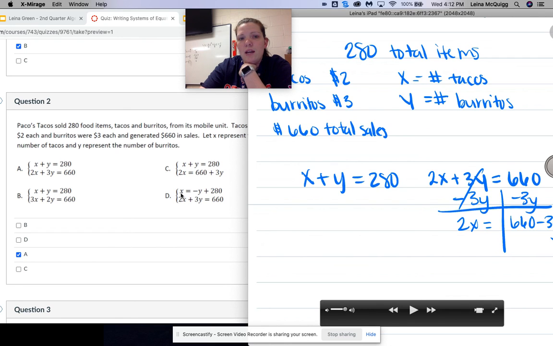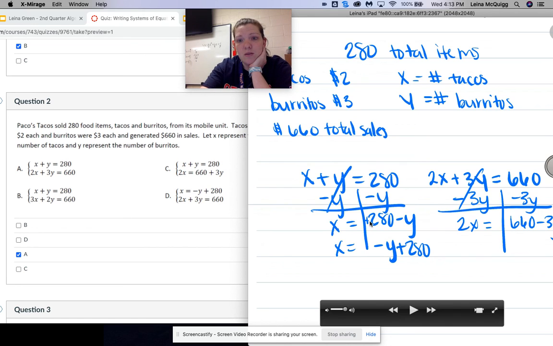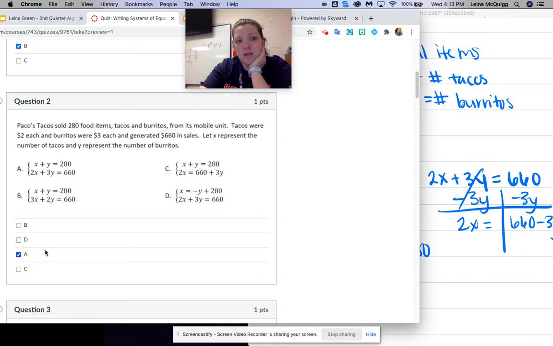That's good. And then x equals negative y plus 280. So that means they solved this equation to get x by itself. So let's solve to get x by itself and see what we get. So y minus y is 0. I have x equals, we've been writing this in this order, 280 minus y. So that looks pretty similar. Is it the same? Can I reorder this as x equals negative y, because the sign goes with the number behind it, so that negative sign goes with the y. And then I have a positive 280, so plus 280. I can rewrite these in this order. And then I have x equals negative y plus 280. So that means D is also an answer choice.